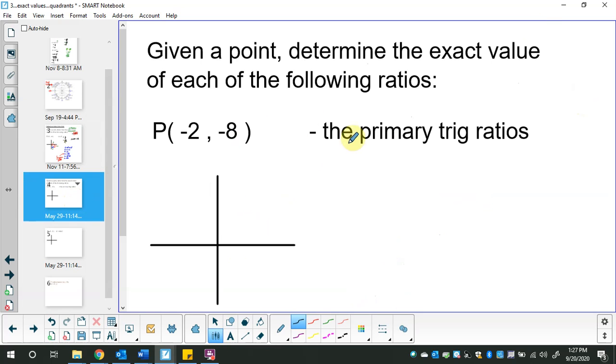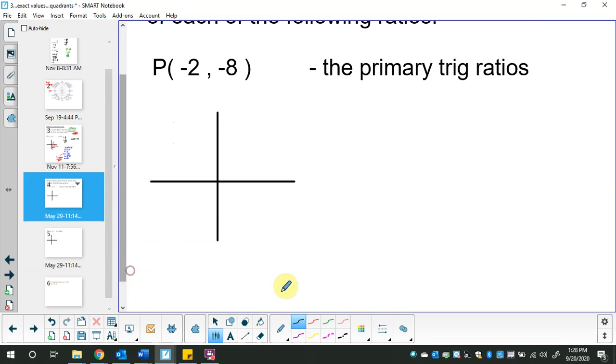Next question is to find all 3 primary trig ratios, so that's sine theta, cos theta, and tan theta, given the fact that I'm giving you the point negative 2, negative 8. So just like before, but not necessarily to scale, I'm going to move negative 2, negative 8. So definitely not to scale here. So draw myself a terminal arm. And join up to the x-axis.